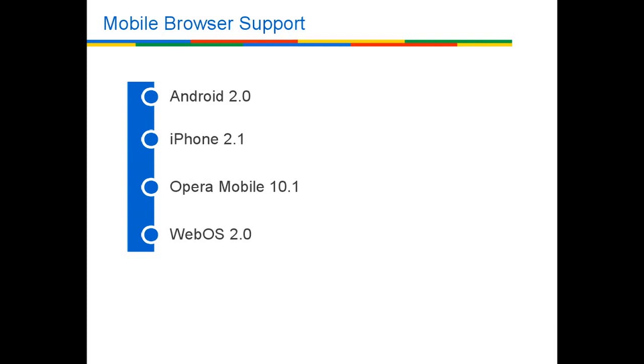Mobile browsers also notably have pretty good support for this across the board. At least all the current major browsers do. The Android browser started supporting application caches in 2.0, iPhone 2.1, Opera Mobile version 10.1, and WebOS version 2.0. Again, they say that they support application cache, but there's not currently a test suite. And the spec is changing anyway.